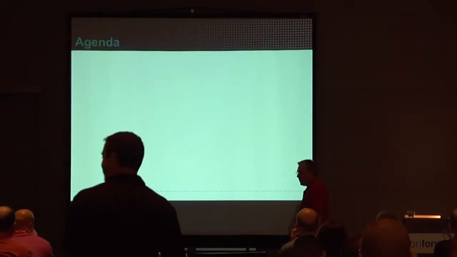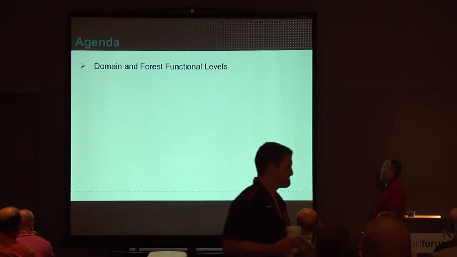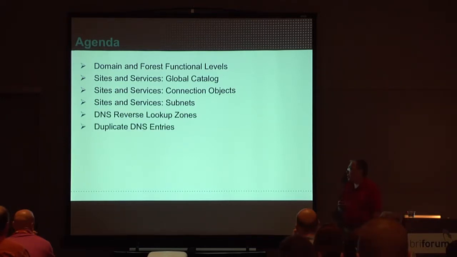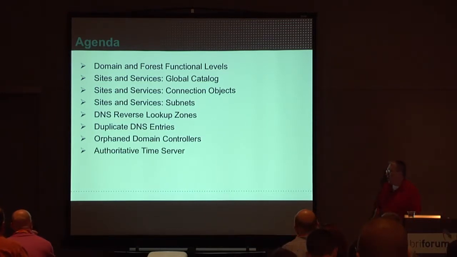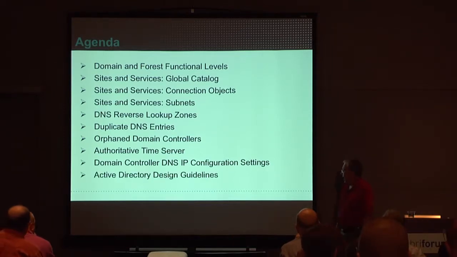So what are we going to be talking about today? We're going to be covering domain and forest functional levels, global catalog, connection objects, subnets, reverse DNS lookup zones, duplicate DNS entries, orphan domain controllers, authoritative time server, domain controller DNS IP configuration settings, and Active Directory design guidelines.